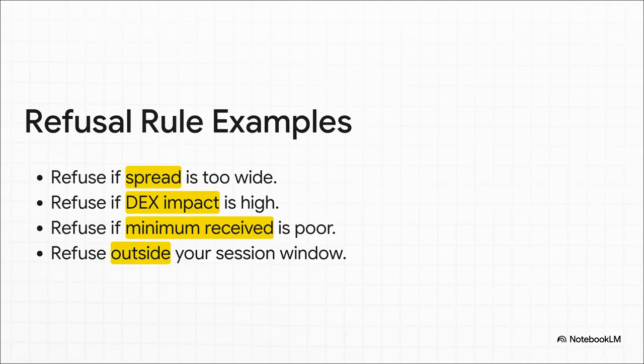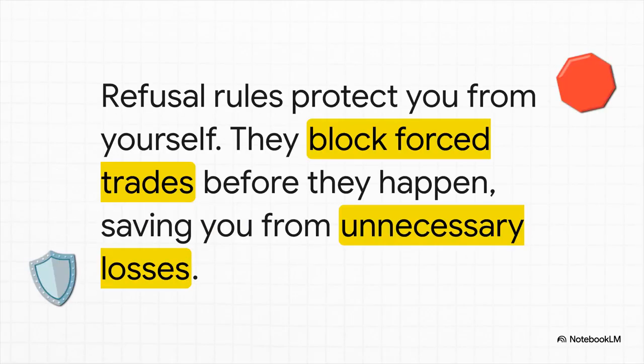For example, you might have a perfect A setup, but you refuse to take it if the bid-ask spread is way too wide. Or if the price impact on a decentralized exchange, how much your own trade will move the price, is too high. You define these deal breakers way ahead of time. Ultimately, what are refusal rules for? They're designed to protect you from yourself. They block those moments of weakness where you might be tempted to chase a trade despite poor conditions. And that's what saves you from those unnecessary losses.